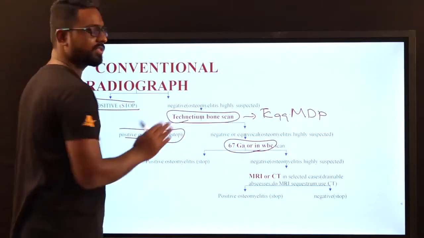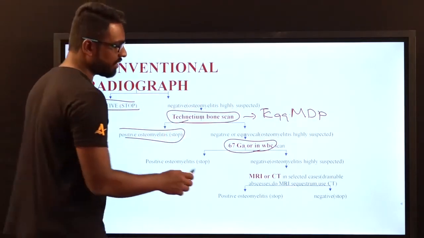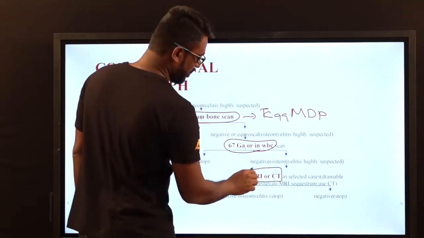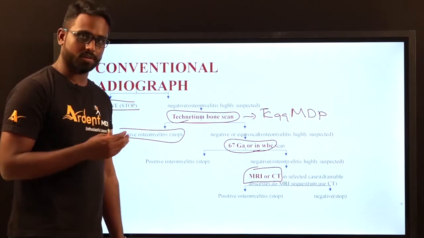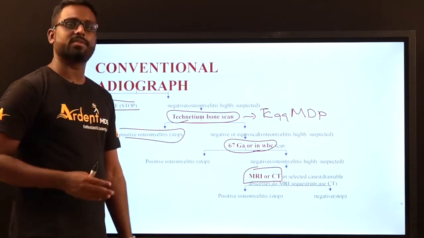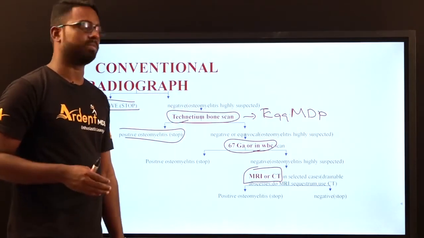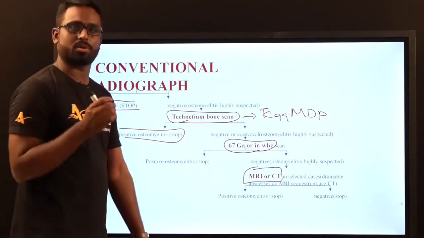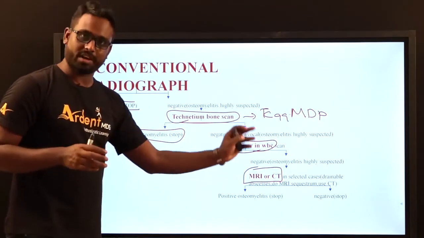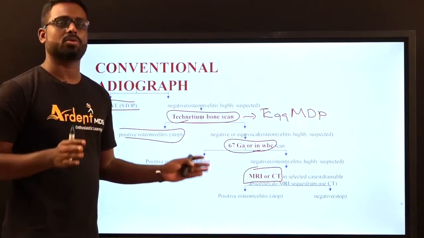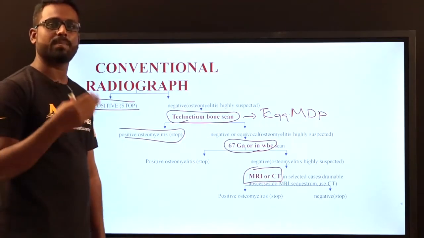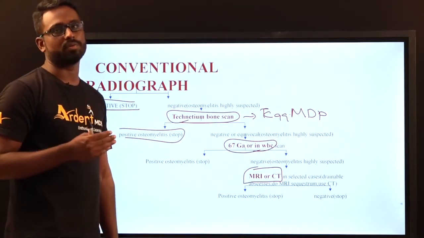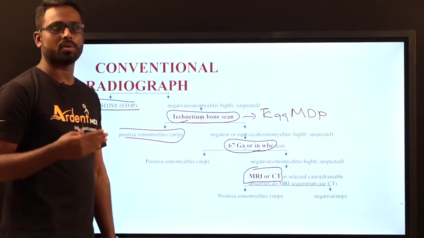If it is negative again, we take either CT or MRI. If you suspect a bone marrow inflammation or infection, you go for MRI, and CT will show the bone resorption. If it is positive, it is osteomyelitis. If it is negative even after that, it is definitely not osteomyelitis. So these are all the steps that you have at hand, in a sequential manner, in which you have to diagnose or move forward for osteomyelitis.